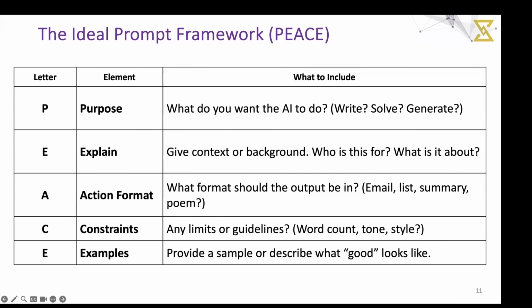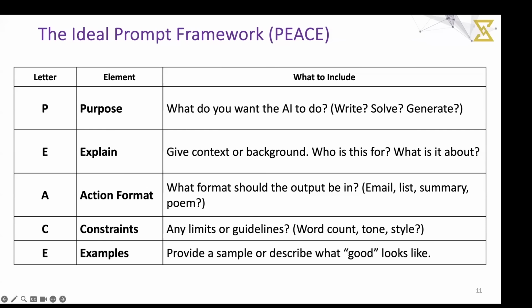Right? That is not an exact science. The more details you provide, the better results you're going to get out of it. The next one is A, which is the action format. What format do you want to get the output in? You want a table? You want an email? You want a blog article? You want it to improve the line of your email subject? What is it you're looking for?